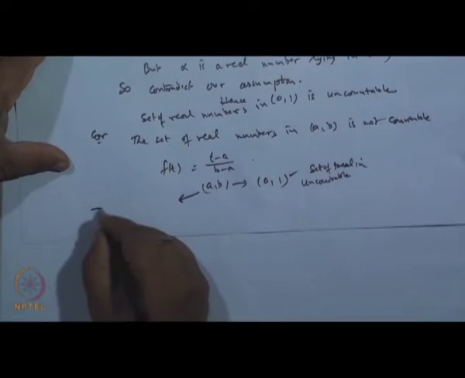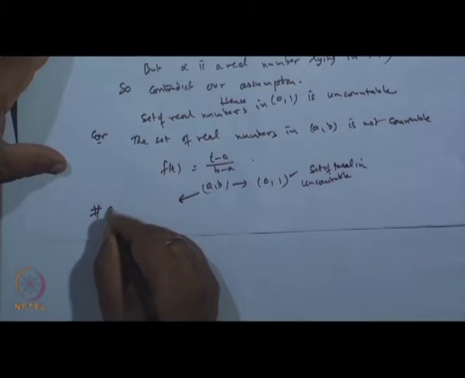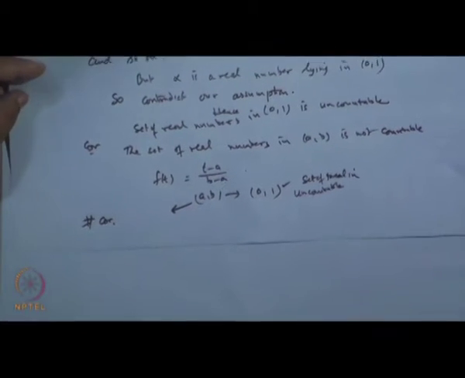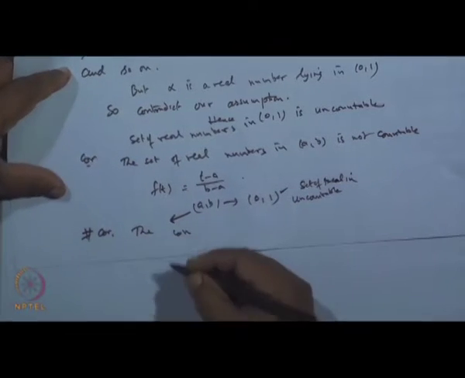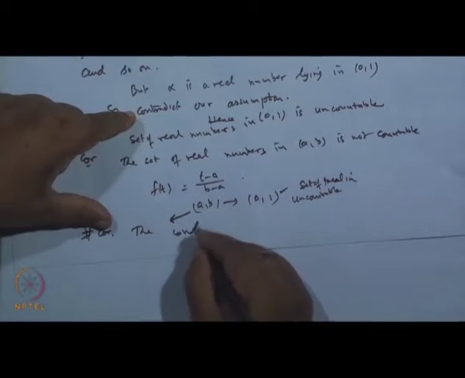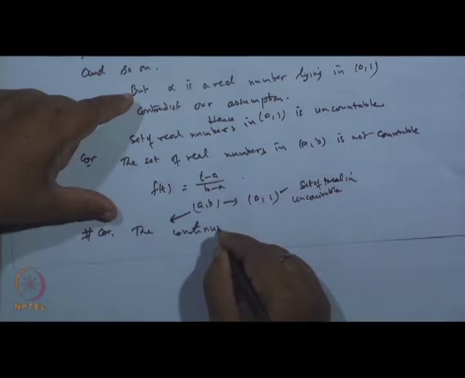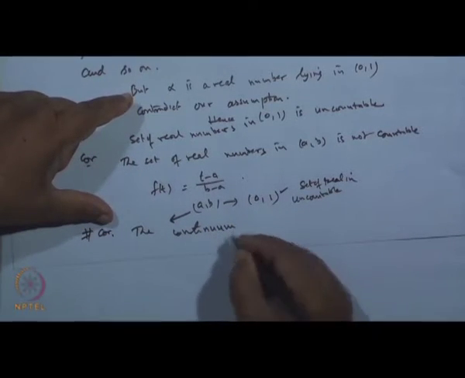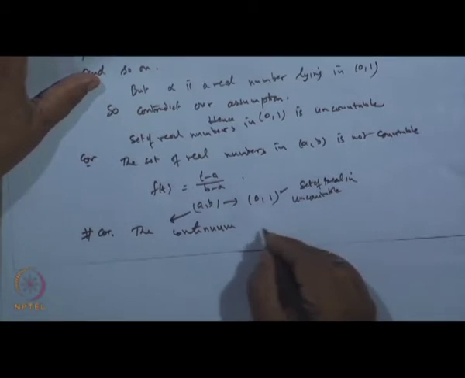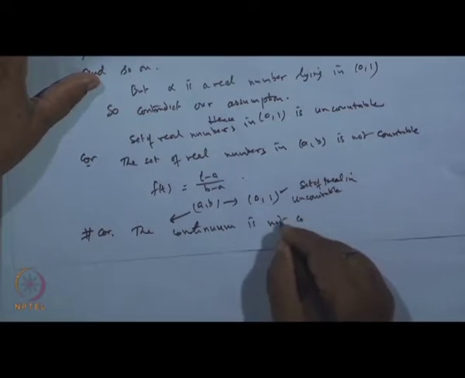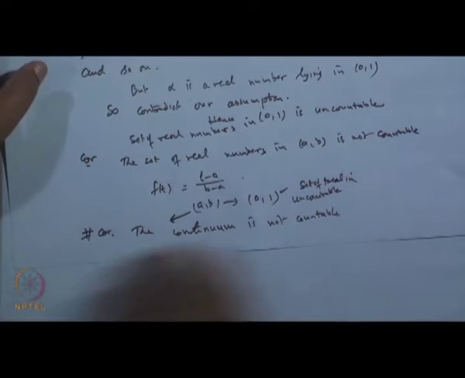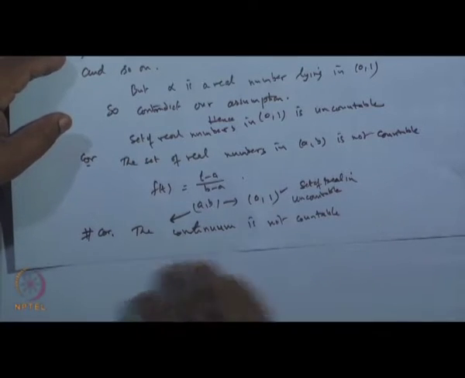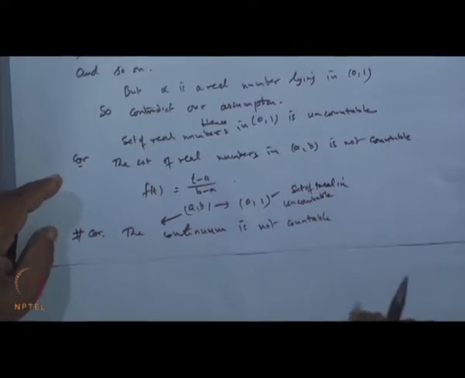And then if we extend it, an important result is that the continuum is not countable. Continuum means the set of all real numbers over the entire real line is not countable. That is what it is.